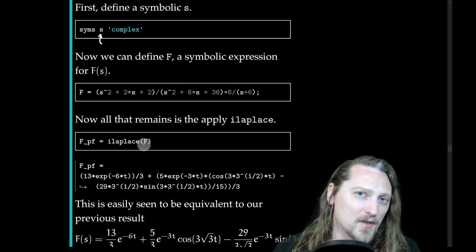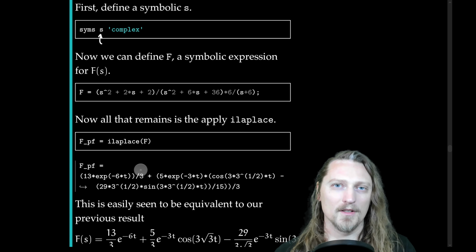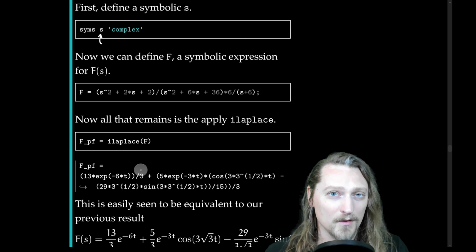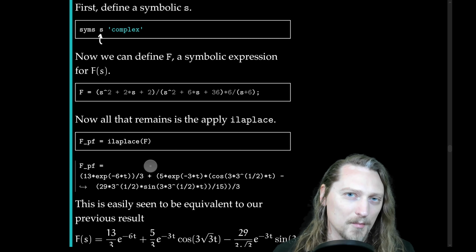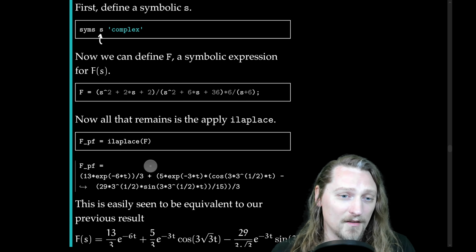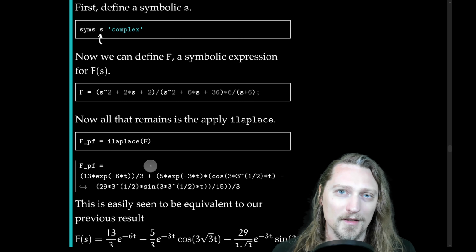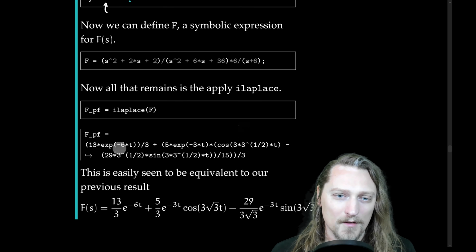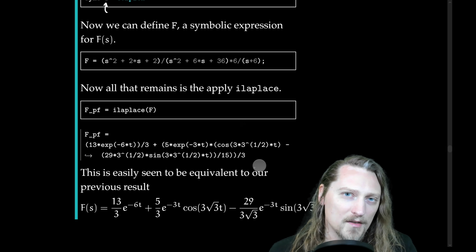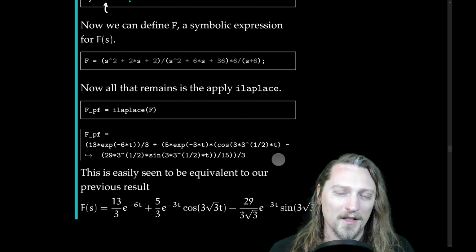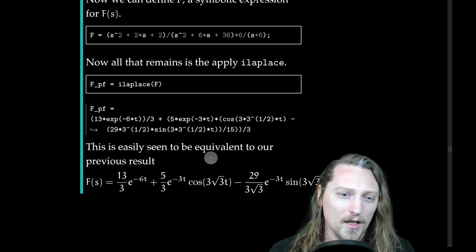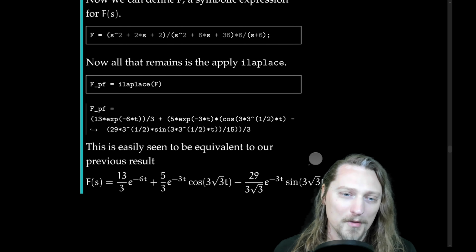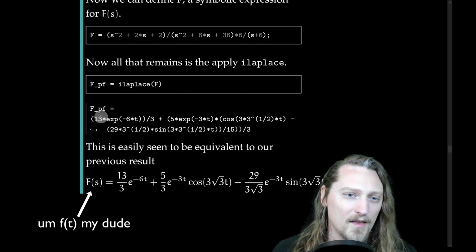And there are some options here that can help in certain instances. Maybe it's not evaluating, or maybe it's giving you a messy expression back. Sometimes you can use some of the optional arguments, but in this case, it does a great job with the expression we give it, and it gives this inverse Laplace transform here, which is a little hard to parse. It's written in sort of a coded form, but if we look at it closely, we see that it's actually equal to our previous result, which is 13 over 3 e to the negative 6t. That one's easy to see.